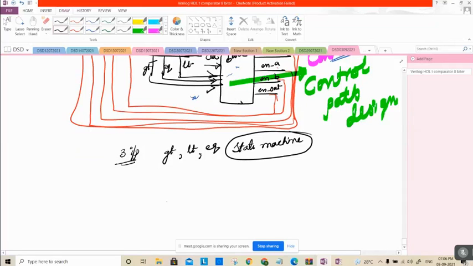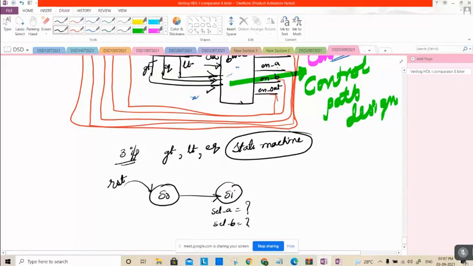We'll discuss more in the next class. So S0 state, reset, then S1 state, and the outputs in each state are the selection A value and selection B value. These are output values. The input values are greater than, less than, equality, clock condition, etc. Then S2, S3, and so on.